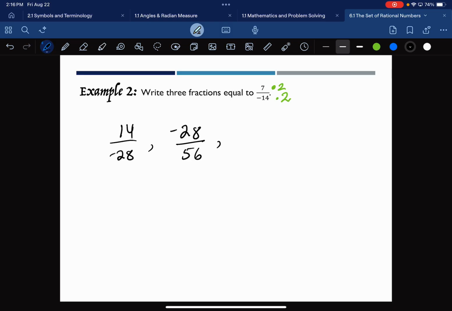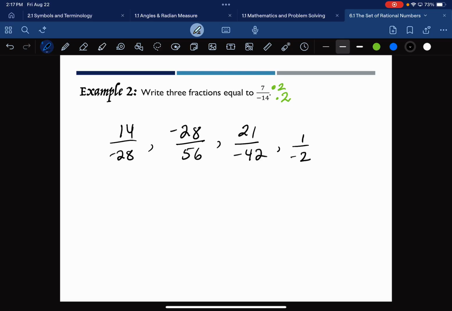What's another one somebody has? What do you have? 21 over negative 42. And what did you multiply by? 3. You multiplied by 3. Very good. Okay, does anybody have another one you'd like to do? Yes? 1 over negative 7. I'm so glad that somebody said you're really close. I think it's 1 over negative 2 is what you want.